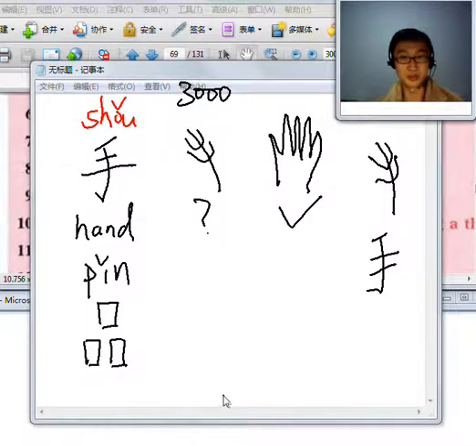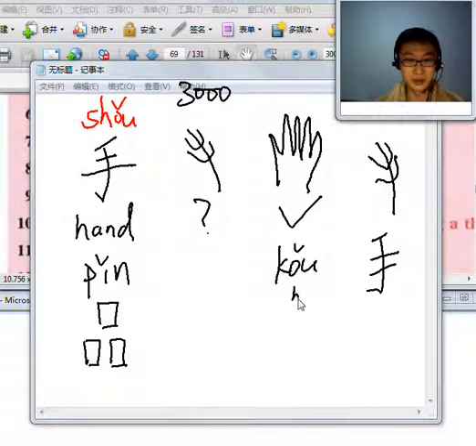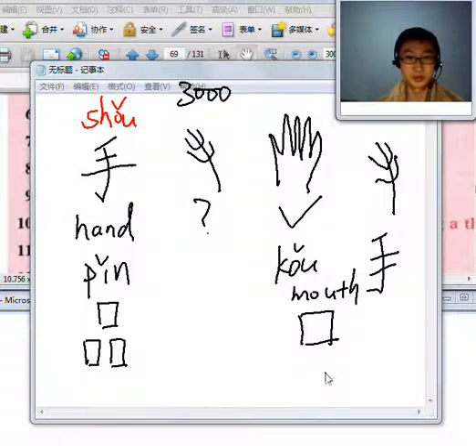Can you guess why? That's three mouths, right? You know, when we write 口, it means a mouth, right? It's this way. Three mouths, three people want to eat something. They have dinner together. Someone treats. No, that's not that story.